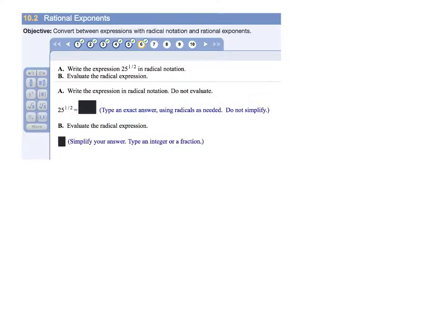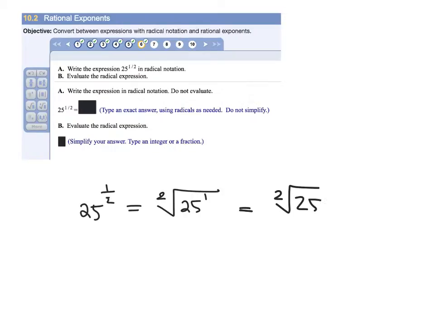So if we do that, you've got 25 raised to the 1/2 power, and that is equal to the second root of 25 to the first power. And we don't really need that 1 there. So if we wanted to, we could just write the second root of 25. But also, that 2 is assumed. So if you don't have the number there, it's assumed to be a 2. So that is your first part of the answer.